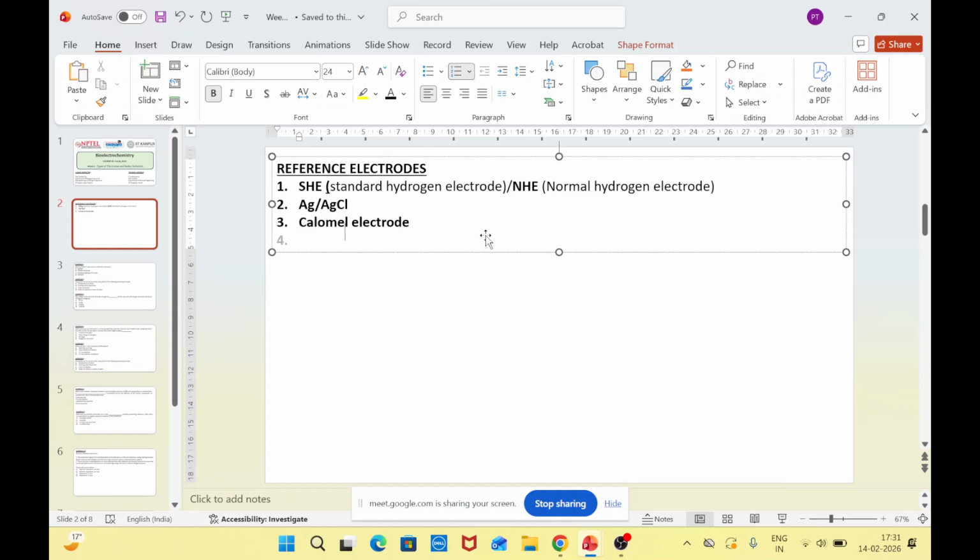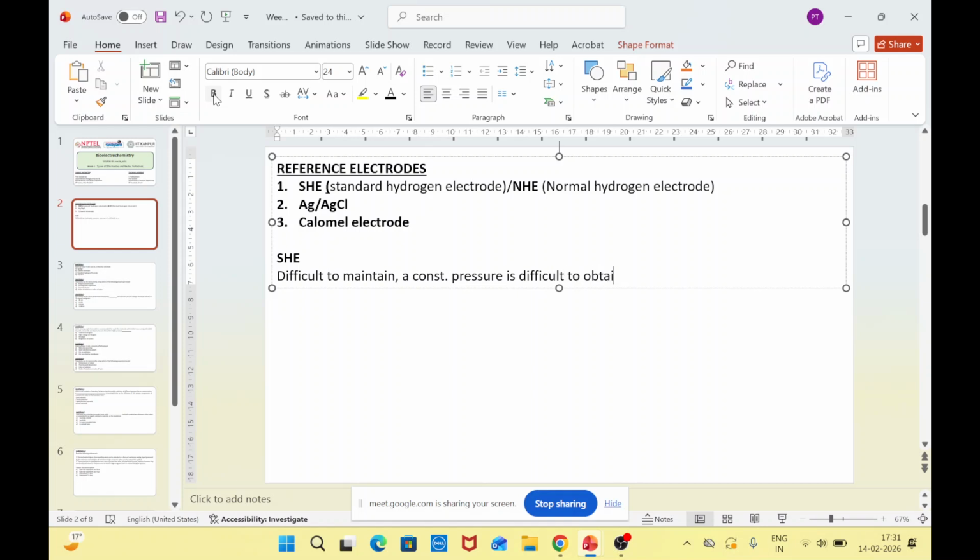So the first thing is, it is very difficult to maintain, because you use gas, so a constant pressure is difficult to obtain. And the second reason is hydrogen gas is flammable, thereby creating a fire hazard.